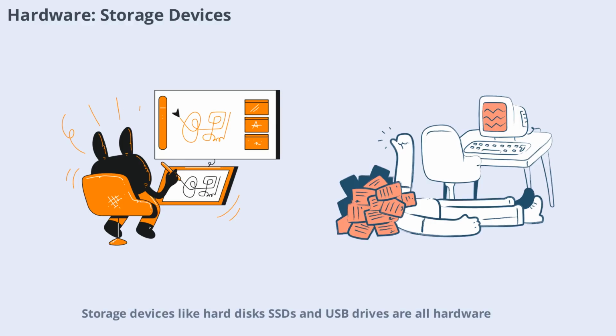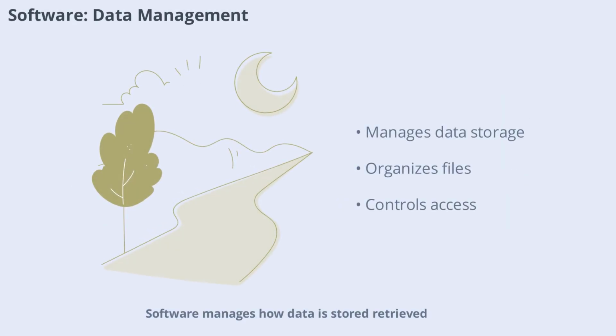Storage devices like hard disks, SSDs, and USB drives are all hardware. They physically store your data, files, and programs, making them accessible whenever you need them. Software manages how data is stored, retrieved, and organized on your hardware devices. For example, your operating system keeps track of where files are saved and how to access them quickly.